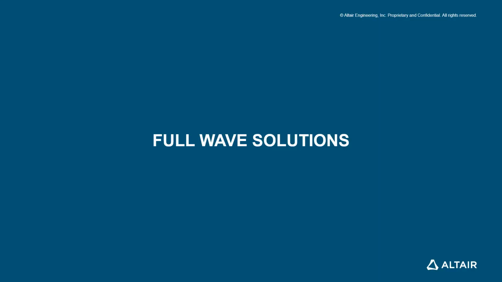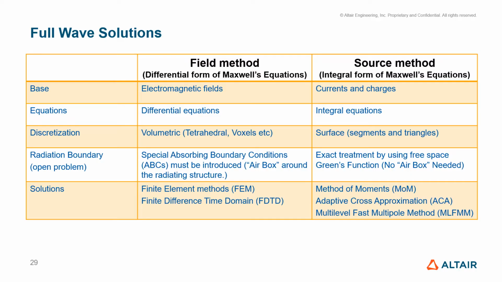First, let's take a look at full wave solutions. Full wave solutions can be divided into two different categories. One is called field method, where we solve differential form of Maxwell's equations. The other one is called source method, where we solve integral form of Maxwell's equations. So in the field method, we solve for electric and magnetic fields, whereas in source method, we solve for the currents, that is electric current, magnetic current. Of course, as we mentioned, this is a differential form of equations, this is the integral form of equations.